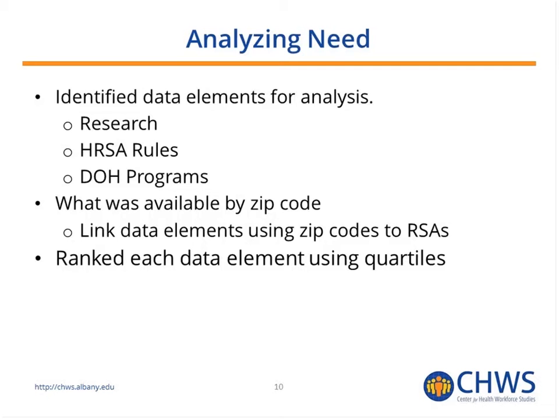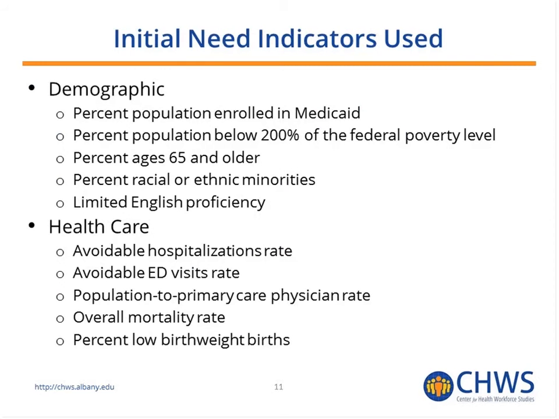Once we identified our 10 data elements, and I'm going to go into them very shortly in the next slide, we actually ranked them into quartiles. Again, I'll go into what that all means. All right, so here are our 10 indicators. We divide them into demographic indicators and healthcare indicators.